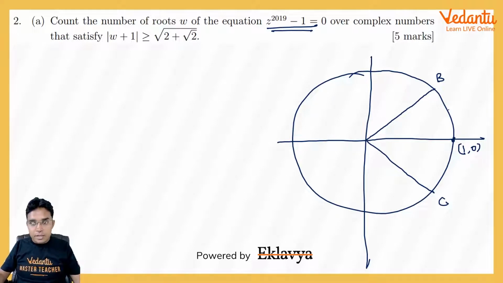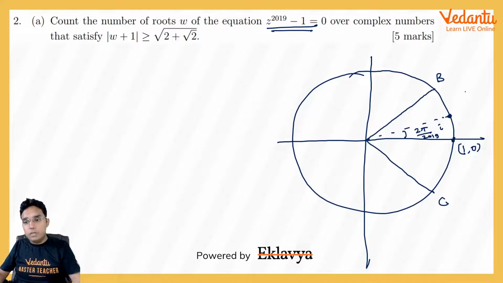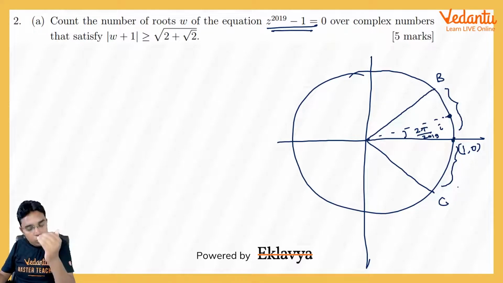To do this, I think we understand that any ith root, suppose this is my ith root, then this angle is actually 2 pi upon 2019 into I. This ith root will be above 1, 0. So how many roots are above 1, 0? I can directly say the same number of roots will be lying below 1, 0 also.